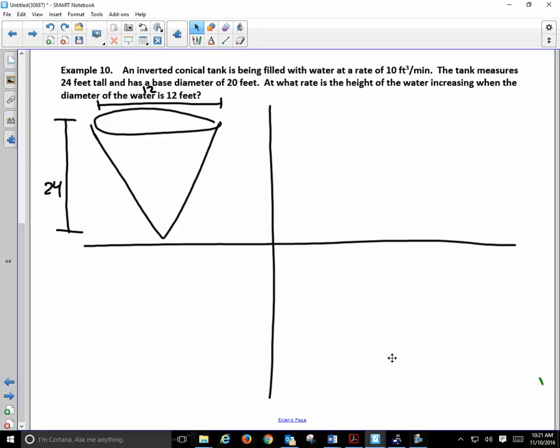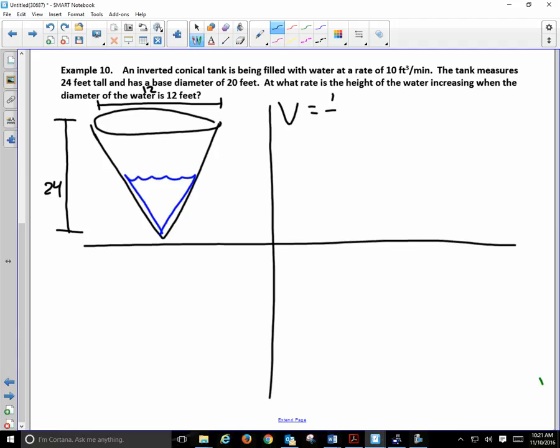True or false? The height of the cone is changing. False. True or false? The base of the cone is changing. False. You see, we have the water, so the water assumes the shape of the cone. A lot of people will mistakenly plug in some information to the formula that's going to lead them down the wrong path. So again, I have to focus on the shape of the water, not necessarily the shape of the cone.